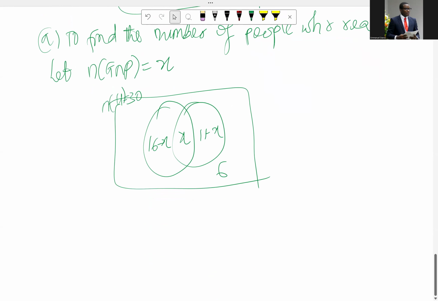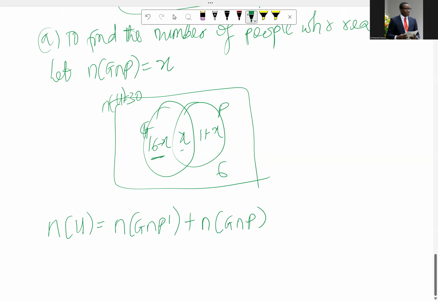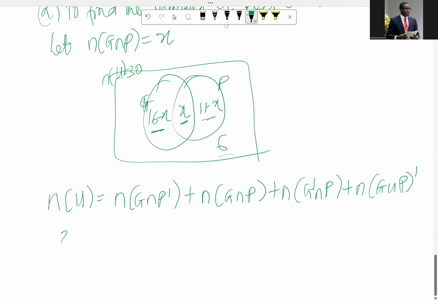So just like we did before, we have the cardinality of the universal set equals the cardinality of these people. This is Guardian, this is Punch. So that is Guardian intersection Punch prime, plus cardinality of Guardian intersection Punch, that is this X now, plus these people, cardinality of Guardian prime intersection Punch, plus finally the outsiders, cardinality of Guardian union Punch, all prime. So we just put all that together. Cardinality of everybody is 30. Then cardinality of this is 16 minus X. Cardinality of this is X. That's here. This is X. Of course, 16 minus X is this one.